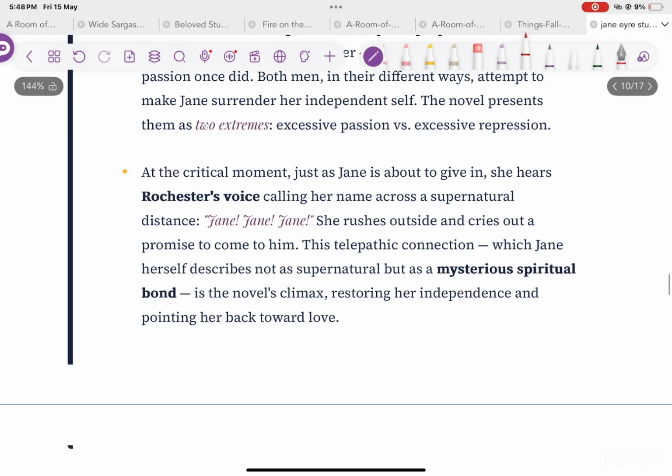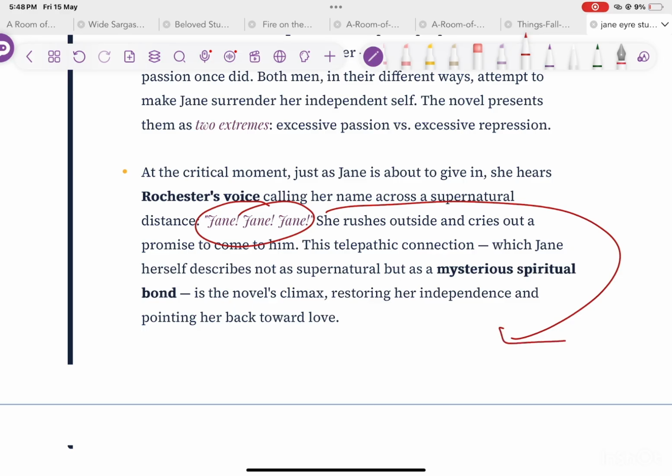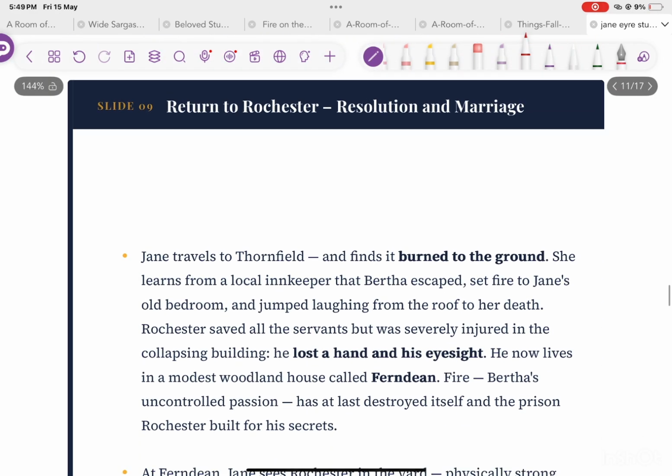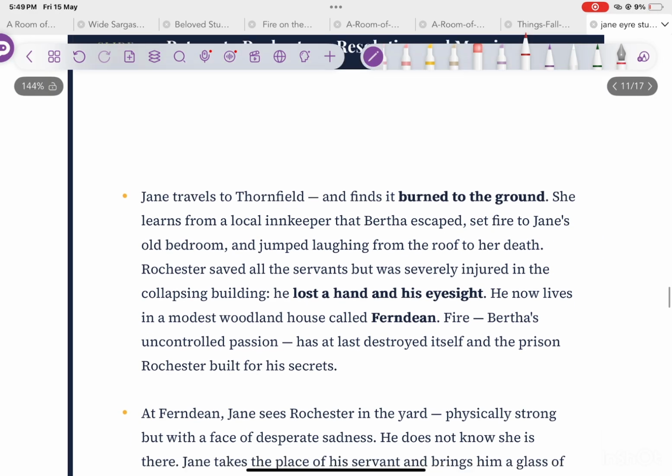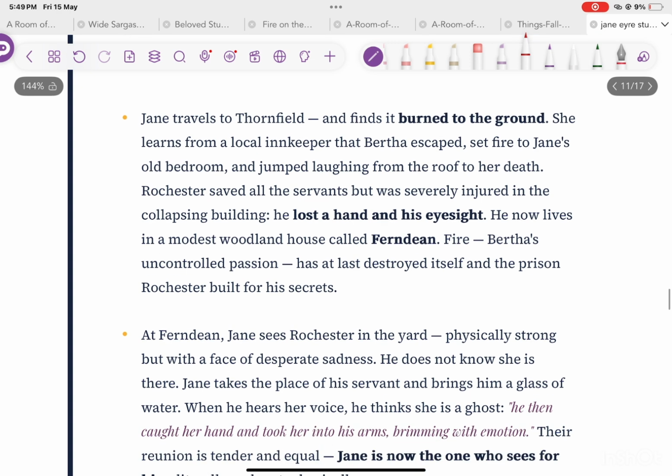तभी वहाँ पे उनको उसी शाम रोचेस्टर की एक आवाज़ सुनाई देती है, जेन जेन जेन. फिर उनको लगता है कि this is some calling, and then she moves to Thornfield. Jane travels to Thornfield and finds it burned to the ground. She learns from the local innkeeper that Bertha escaped, set fire to Jane's old bedroom, and jumped laughing from the roof to her death. Rochester saved all the servants, but was severely injured in the collapsing building.